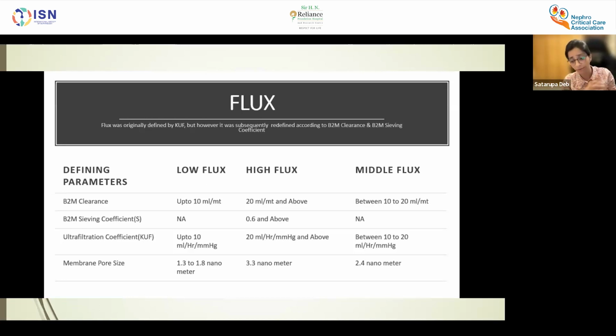Whereas if you use high flux, then definitely it will cause loss of albumin and other proteins of the body, because albumin is about 67 kilodaltons. It is a large molecule, and this will not be removed in low flux or in middle flux, but in high flux dialysis, you will get hypoalbuminemia, which you will have to correct with IV supplementation. So there are advantages as well as disadvantages.